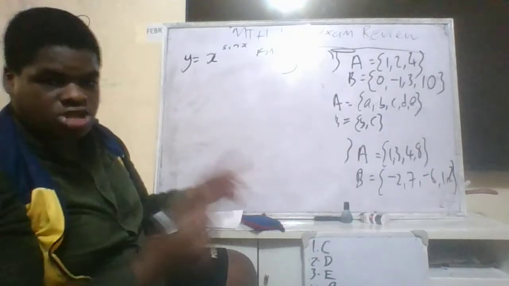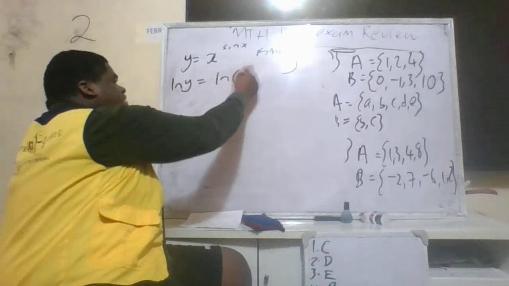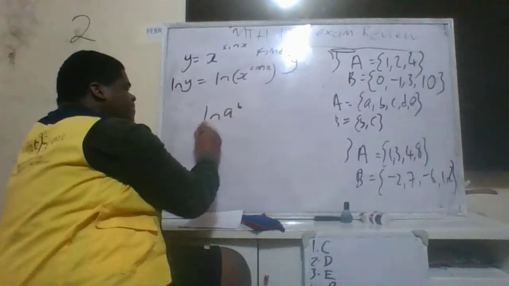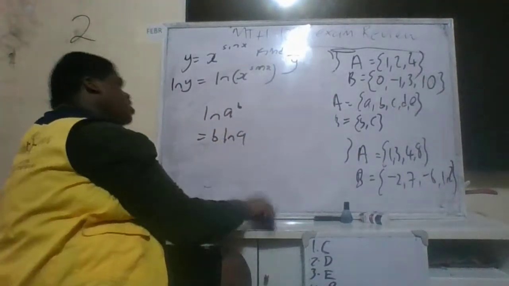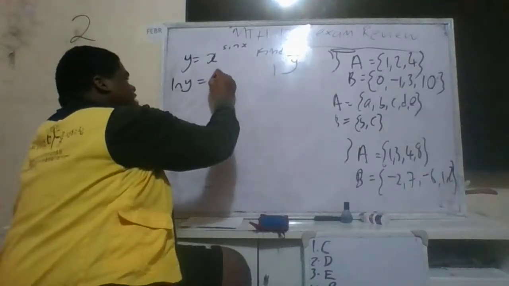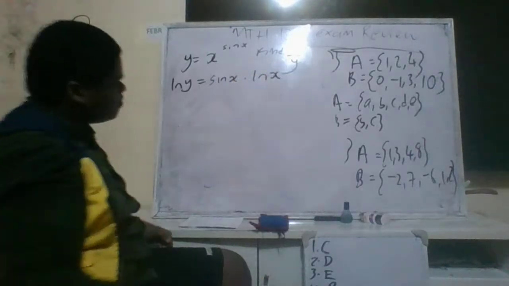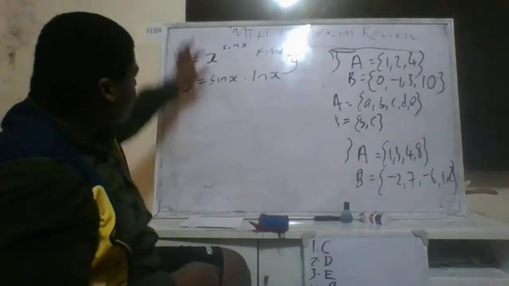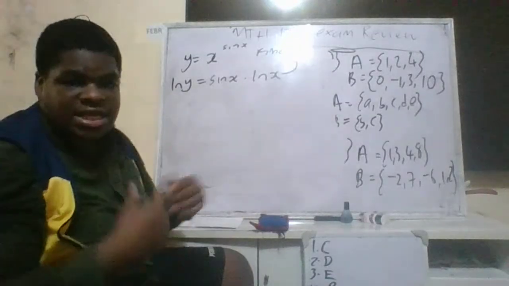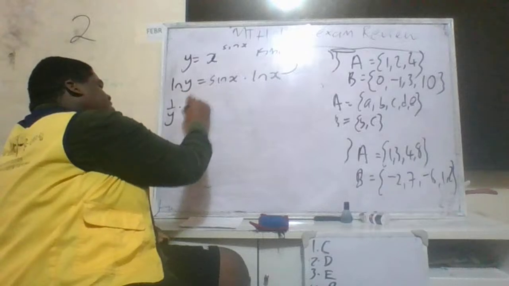Now let's take the natural log of both sides. I'm going to have the natural log of y is equal to the natural log of x to the power of sine x. When you have the natural log of a to the power of b, it's going to equal b times the natural log of a. So I'm going to apply this law here. The natural log of x to the power of sine x is the same thing as sine x times natural log of x. Now let's take the derivative of both sides. If you differentiate both sides, you are going to have 1 over y times dy/dx.